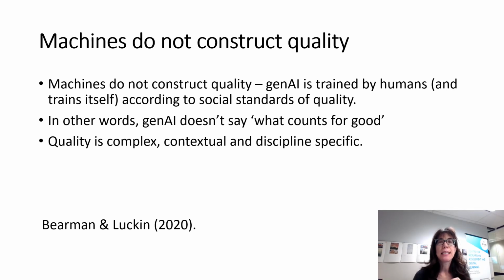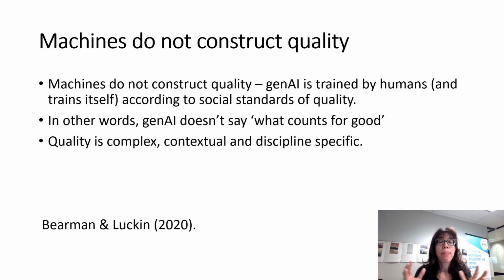And I'd like to talk about a particular aspect of human intelligence, something that humans do that machines cannot do by themselves, and this is that they do not construct quality. So Gen AI is trained by humans and goes on to train itself, but it's according to social standards of quality. It's learning what good writing is and what humans want to see. And this means that Gen AI doesn't say what counts for good. Rather, this is set by both the corpus and by the training, the rules of the game that we place around it.